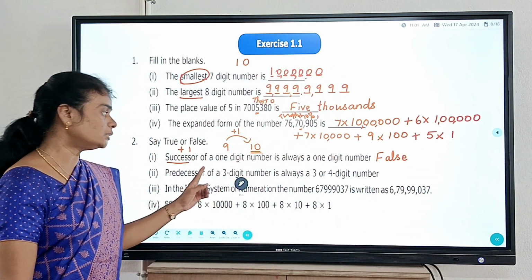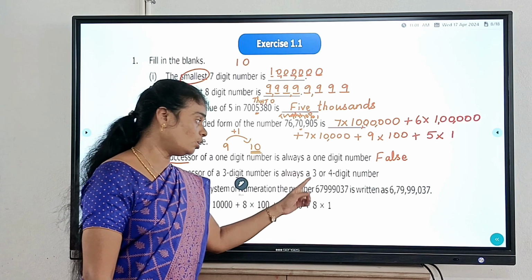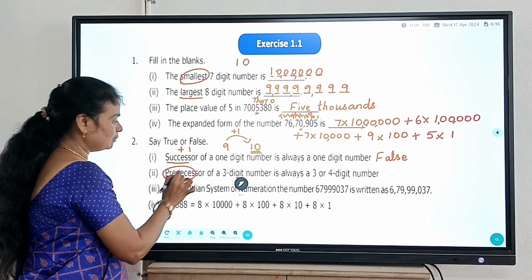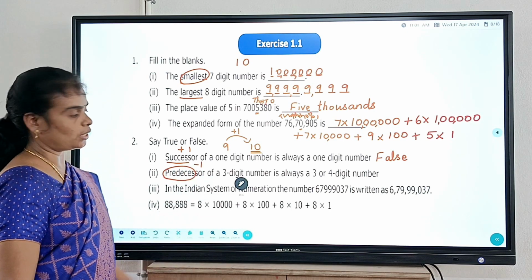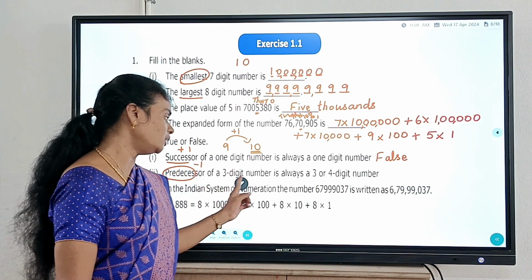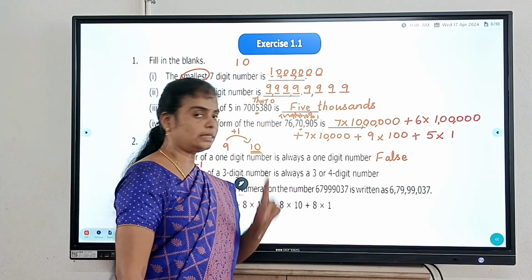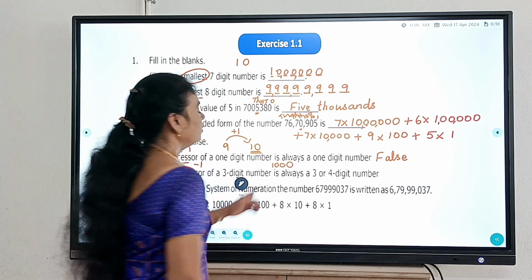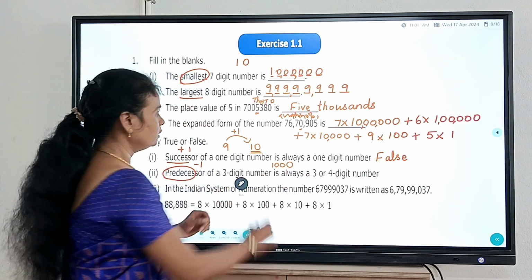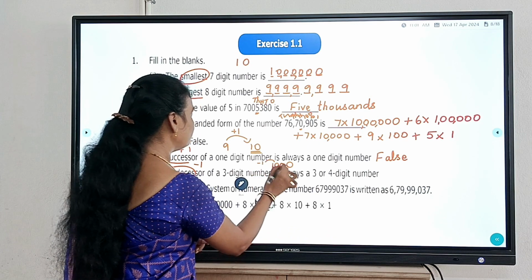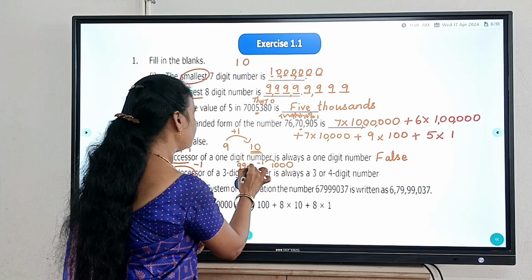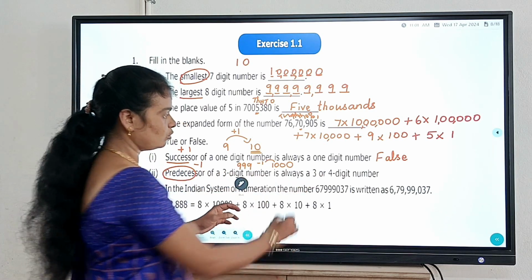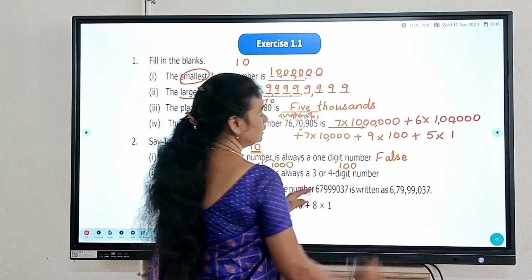Second one, predecessor of a 3-digit number is always a 3 or 4-digit number. What do you mean by predecessor? Predecessor is minus 1. So predecessor of a 3-digit number is always a 3 or 4-digit number, they are asking. So what is the predecessor of 1000? If you minus 1 from 1000, you will get 999. So predecessor of a 3-digit number is always a 3 or 4-digit number. Take for instance 100.